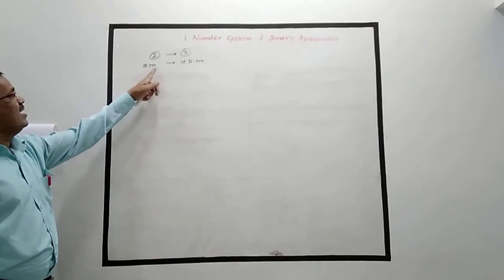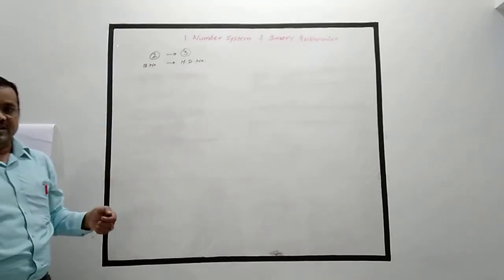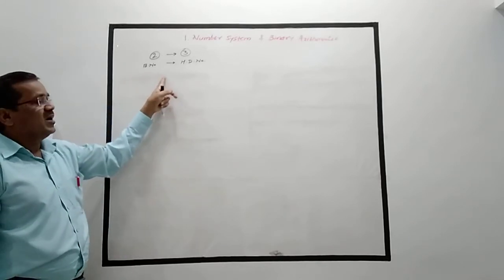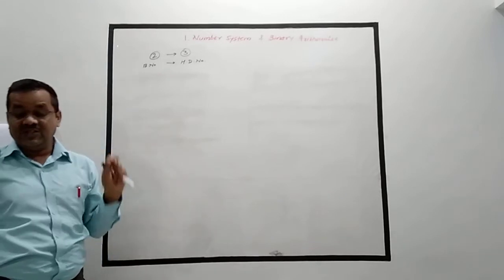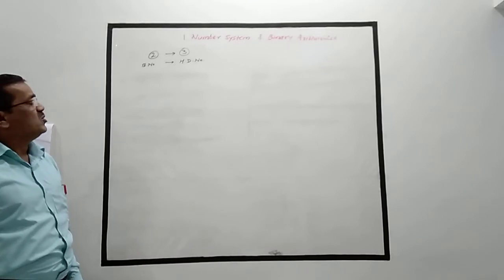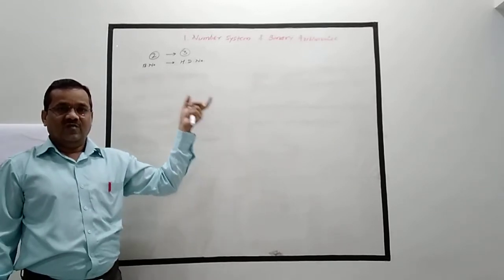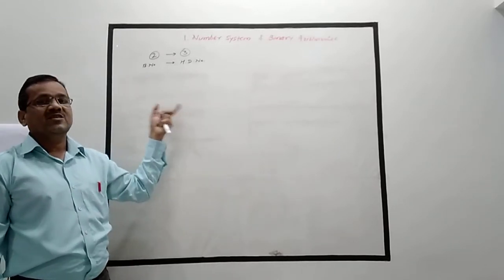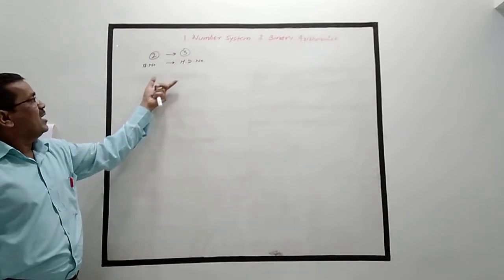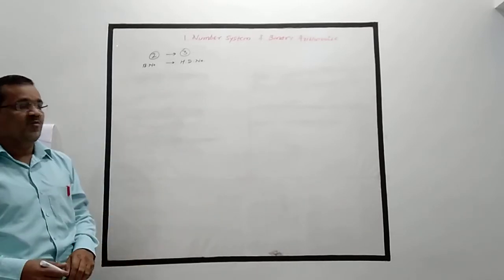To convert binary number into its HD number, two steps are there. Number one, you know that binary number is a chain of ones and zeros. Make a group of 4 bits from the decimal point to the left of decimal point. Step 1.